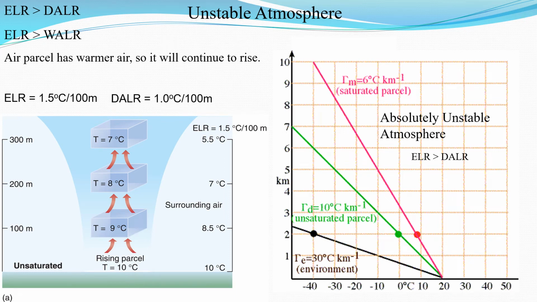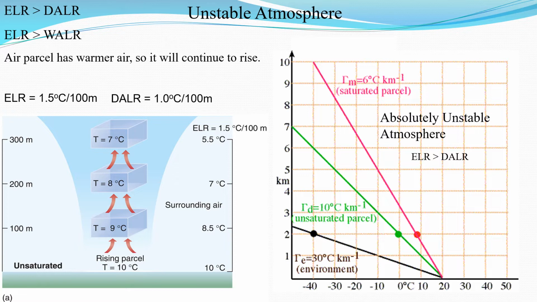Now the unstable atmosphere. Suppose that we send a radiosonde, and the radiosonde sends back the temperature above the earth, and once again we determine the atmosphere stability by comparing the environmental lapse rate to the moist and dry adiabatic rates. In this case, the left picture is showing the environmental lapse rate is 1.5 degrees per 100 meters.